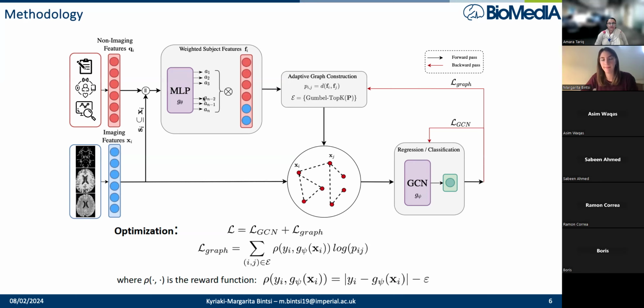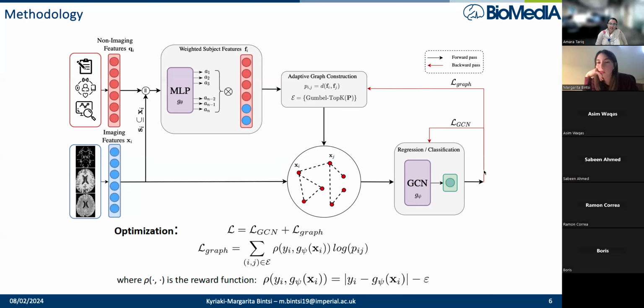Okay, so the graph loss is being propagated end to end till the MLP. Yeah, it's all end to end. Okay. All right. Thank you, Margarita.